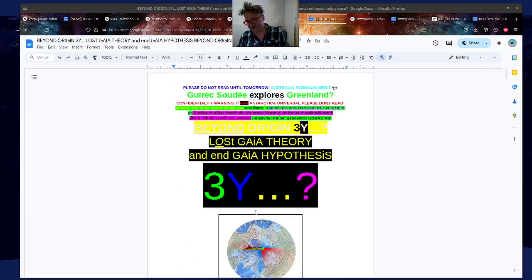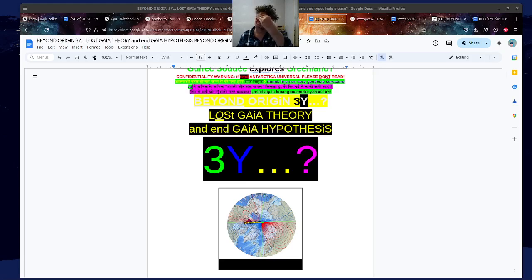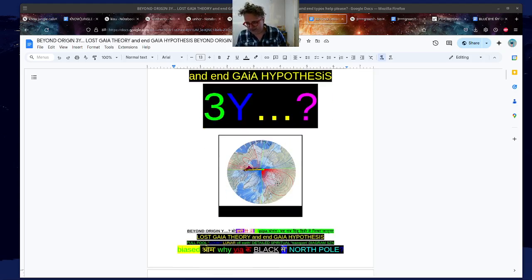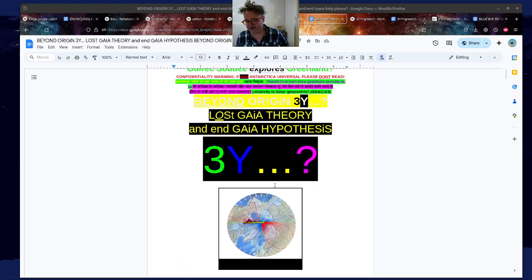Hello, everybody. This is the paper called Beyond Origin 3Y, also known as the Lost Gaia Theory or End-to-End Gaia Hypothesis. If you're not familiar with spiritual ideas about the planet, this is a very good way to start. It's called Beyond Origin, and really looks at where we're going and how to understand where we are going on the planet.